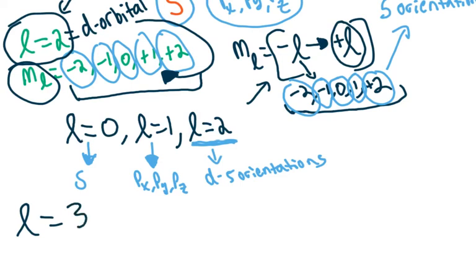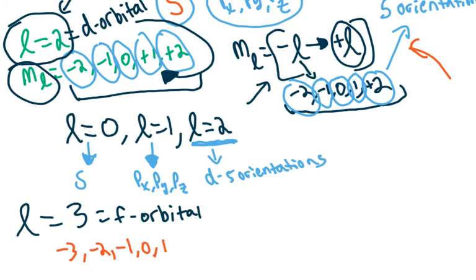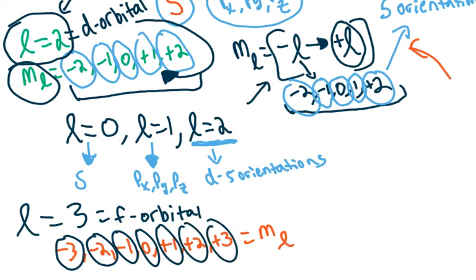Okay, when we have an angular momentum quantum number of 3, we're talking about an F orbital, an F subshell. And if our angular momentum quantum number is 3, we know that our magnetic quantum number is going to be negative L to positive L. So we're going to have negative 3, negative 2, negative 1, 0, positive 1, positive 2, and positive 3. All of these are magnetic quantum numbers. And because we have 7 distinct values, 1, 2, 3, 4, 5, 6, 7, this means that our F orbital will have 7 different orientations, 7 subshells. So 7 F orientations.